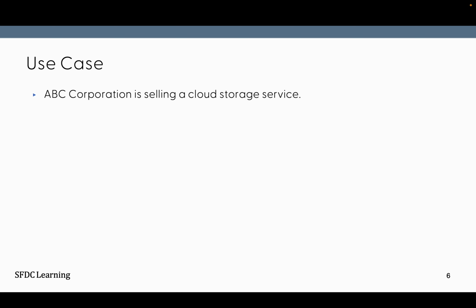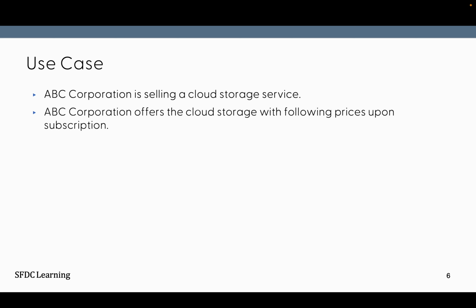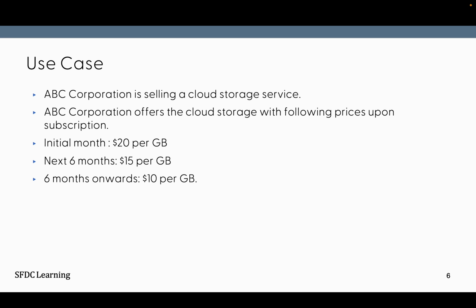Now let's see the use case. ABC Corporation is selling cloud storage services. ABC Corporation offers cloud storage with the following prices upon subscription. For the initial month, it will be $20 per month. For the next 6 months, it will be priced at $15 per GB, and after that, it will be $10 per GB.